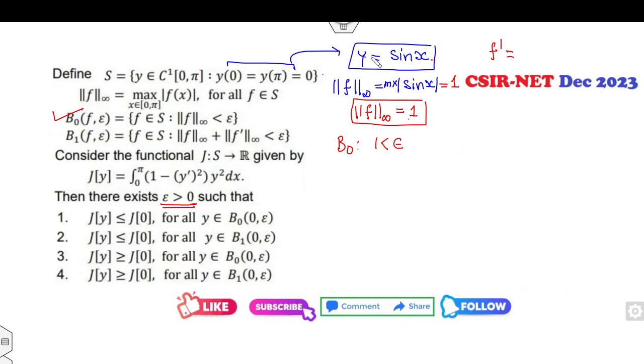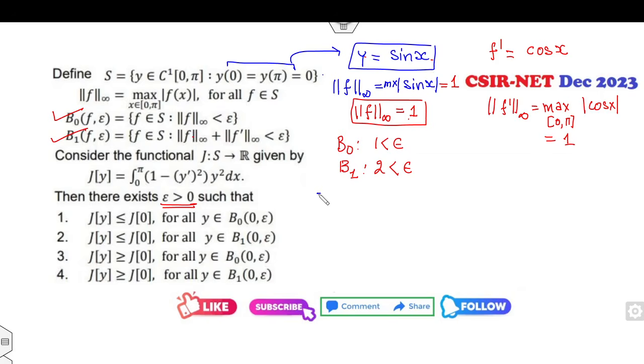F dash means y dash, and y dash is cos x. What is the norm infinity of y dash? That means the maximum value on the interval [0, pi] of cos x. Again, it gives you the value 1. So on B1, what is the value? 1 plus 1, 2 is less than epsilon, satisfied. So all these conditions are satisfied for the function y is equal to sine x.